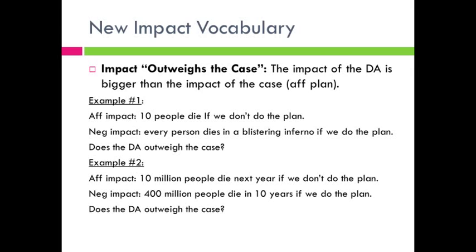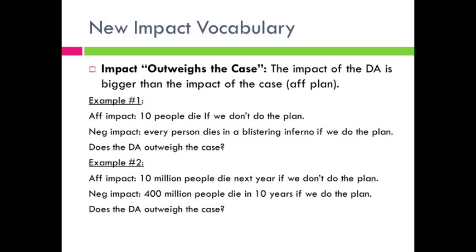Alright, so here's some new impact vocabulary. Impact outweighs the case. That's saying that the impact of the Disad is bigger or more important than the impact of the case or the AF plan. Here's an example. The AF impact is that 10 people die if we don't do the plan. The neg impact is every single person in the entire world dies in a blistering inferno if we do the plan. So does the Disad outweigh the case? In other words, does every single person dying in a blistering inferno outweigh 10 people dying? I would say yes.